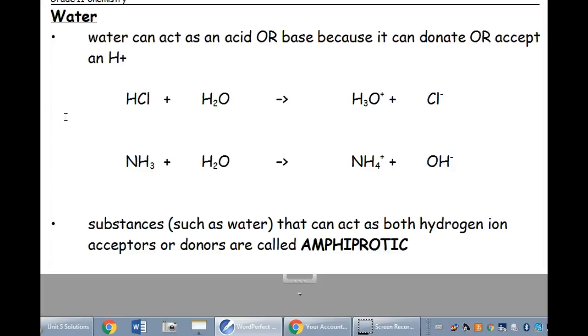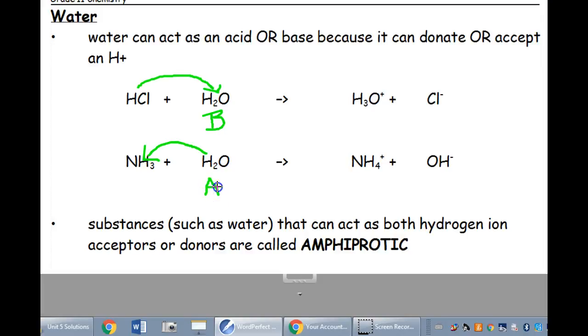So earlier on in this lesson, I talked about how water can act as an acid or a base, depending on what it's reacting with. For instance, in this case, I can see that HCl, that's an acid, is going to donate its proton. And so that makes water a base. In the second example, I can see that my ammonia has grabbed onto a proton. So in this case, my water is my proton donor, and that makes it an acid.